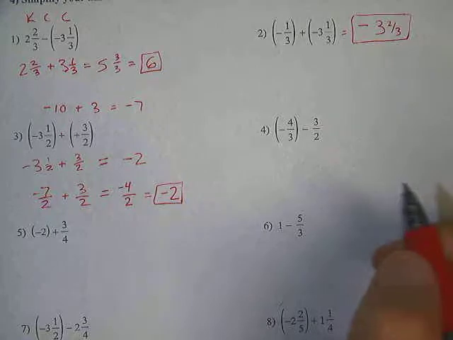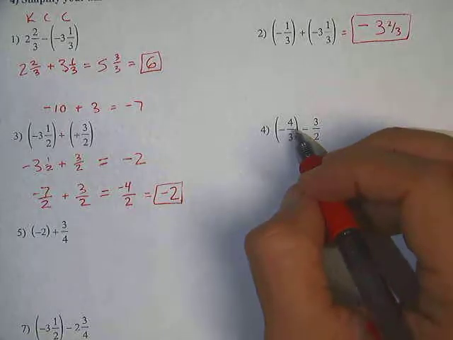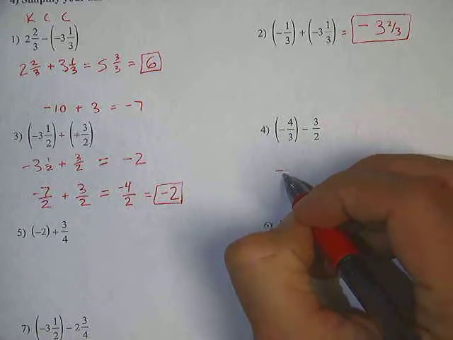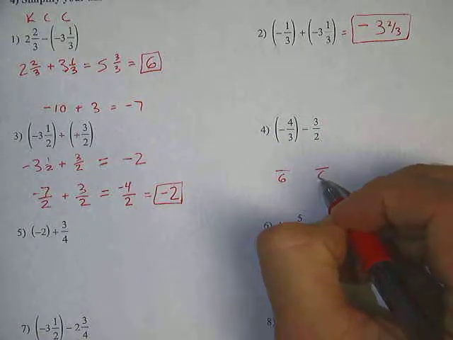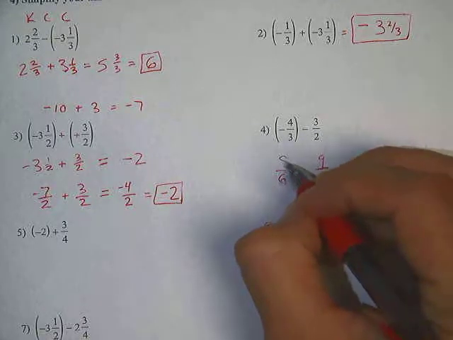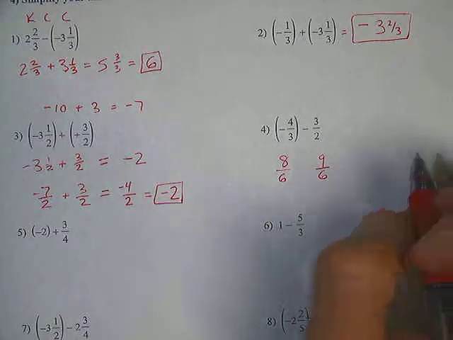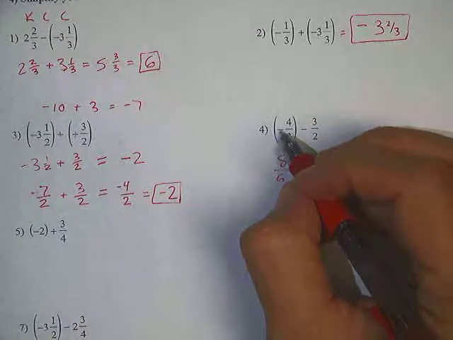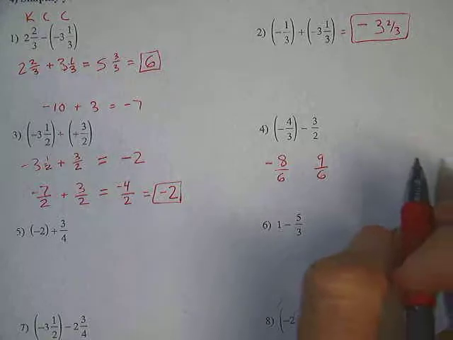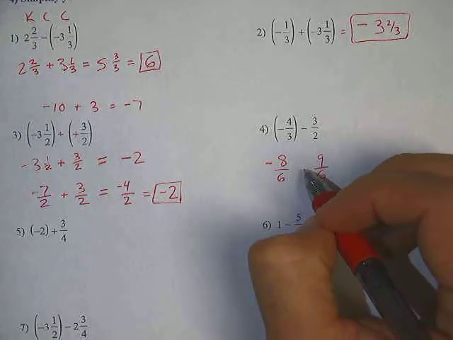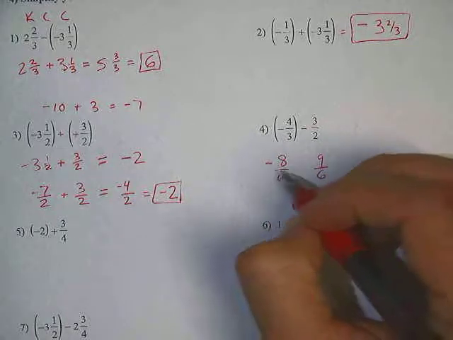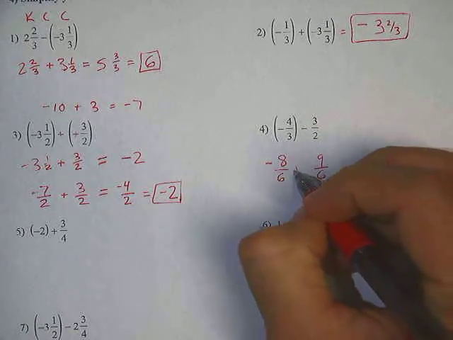All right, number 4. First thing I notice is it's subtraction. The next thing I notice is I don't have common denominators. So let's go ahead and get some common denominators. So these you can multiply times each other and make them 6. So 3 times the 3, I get 9 over here, and 2 times the 4, I get 8 over here. Now I need to make sure I bring everything down correctly. So this is negative, and I never changed the first one, so it will stay negative.